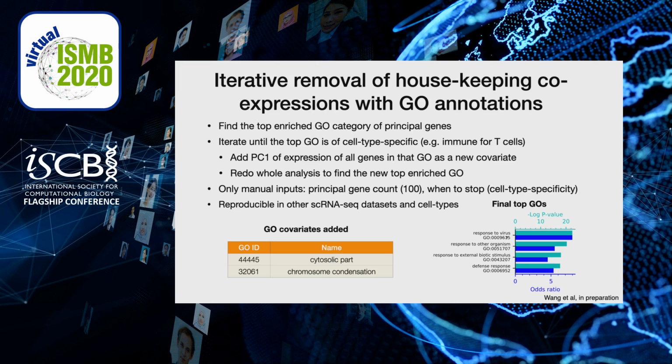GO is more cell-type specific, like here, response to virus. So the only manual input in this process is the principal gene count and when to stop. So you generally don't need to worry about how artificial the process is. And we found this is pretty reproducible across data sets and even cell types. In this case, we added GO categories like cytosolic part, reflecting translation, and chromosome condensation, reflecting cell cycle.